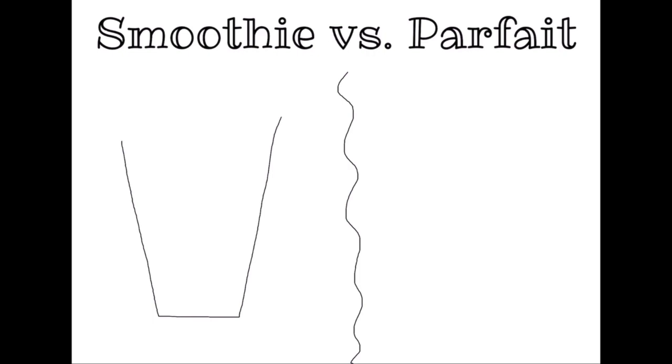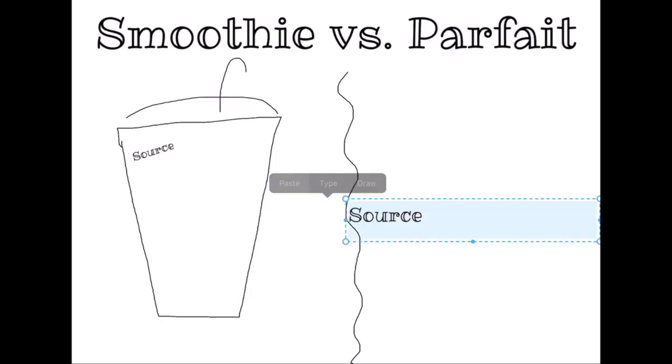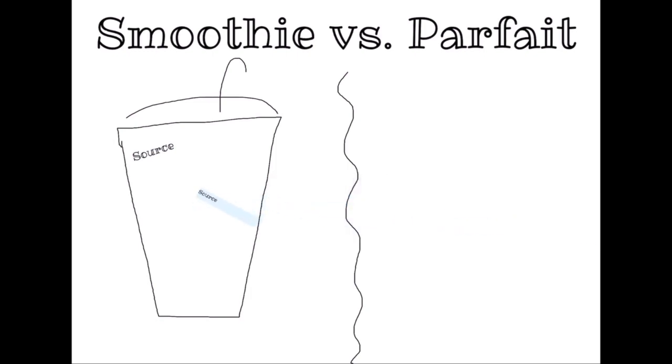Think of synthesizing your sources as smoothie versus parfait. On the left-hand side, you have a smoothie. Think of each source as a piece of fruit. So your smoothie is going to be filled up with different types of fruit, aka different sources that you have to use in order to support your thesis.